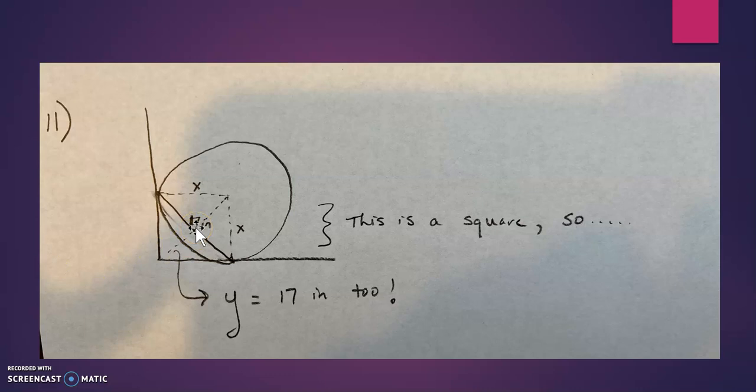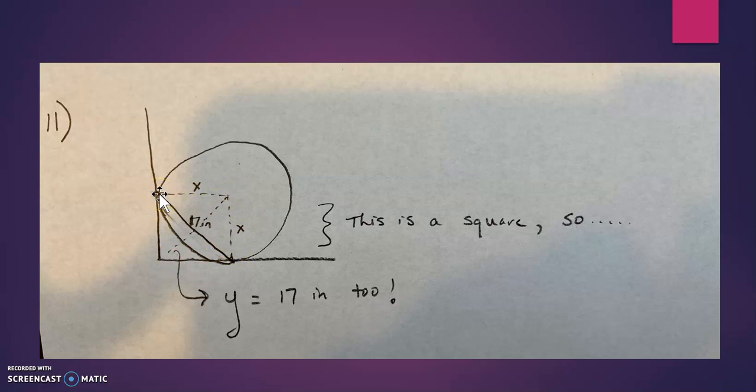Now they want to know how far away the corner of this room is from the center of the table. I can draw that to the center, but what I did first is I drew radii from this point where the table's hitting and this point to the center. Why did I do that? Because if this is a circle and these are both radii, then their values are x and x, meaning that this entire shape right here is a square.